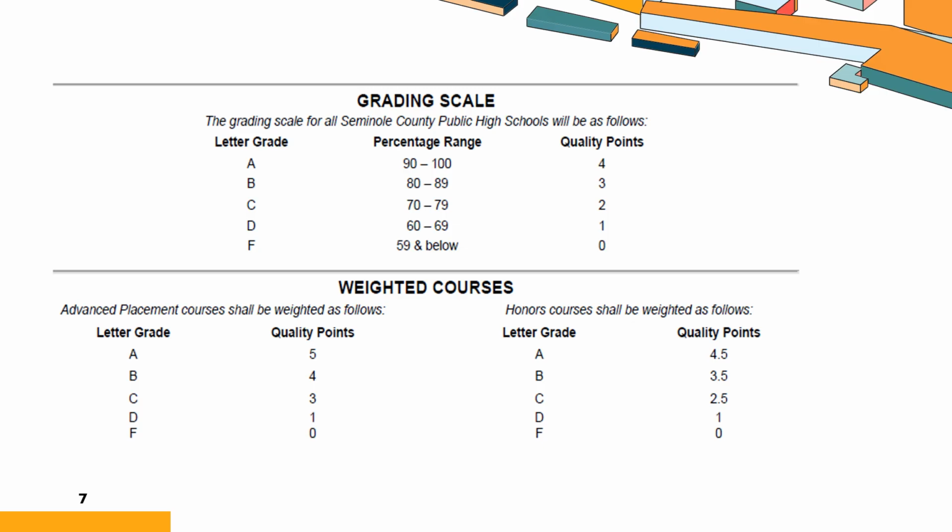Students who take advanced placement courses will earn extra weight to the GPA, and an A is worth 5 instead of 4. Honors courses also get weighted GPAs by adding a half point. So for an honors course, an A would be worth 4.5 quality points. If you have questions regarding quality points and calculating a weighted GPA, you can ask your school counselor.